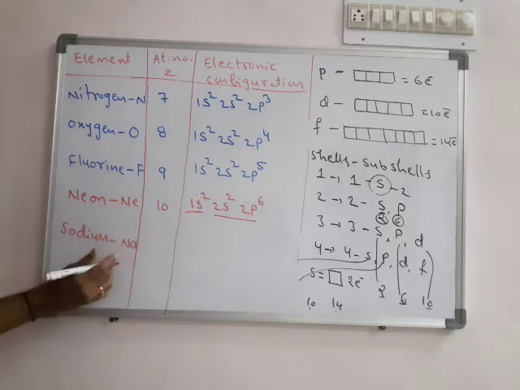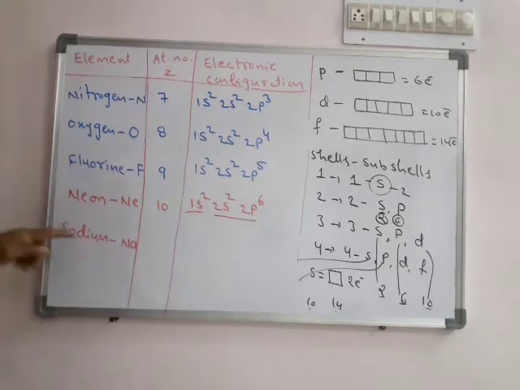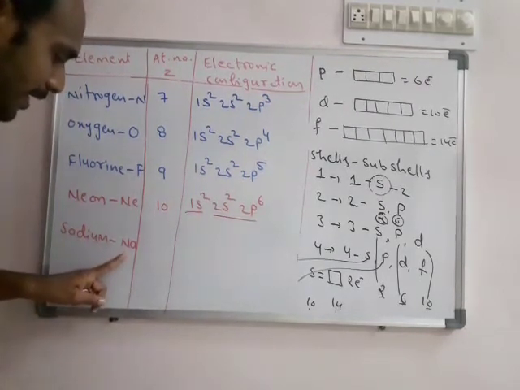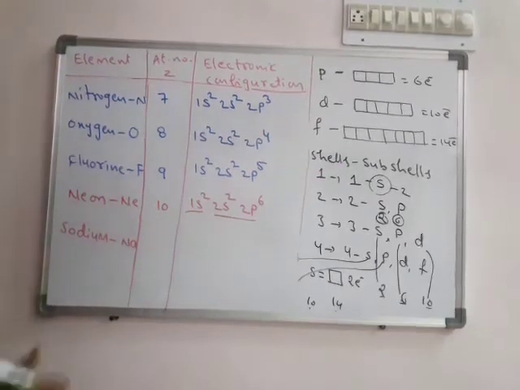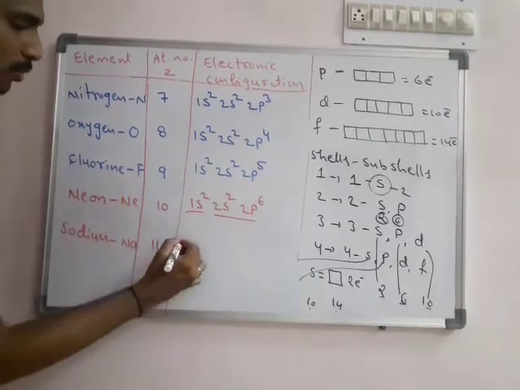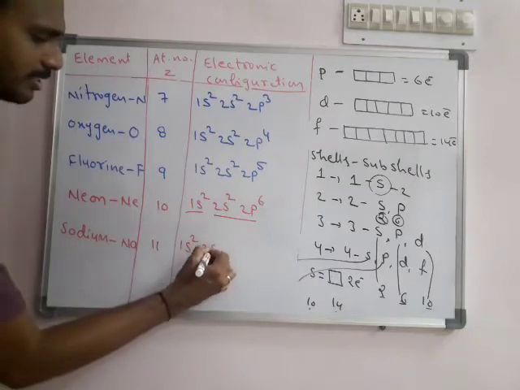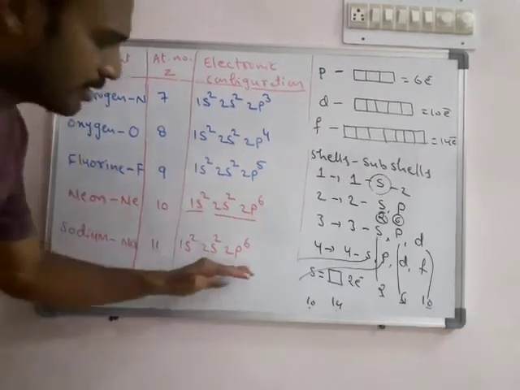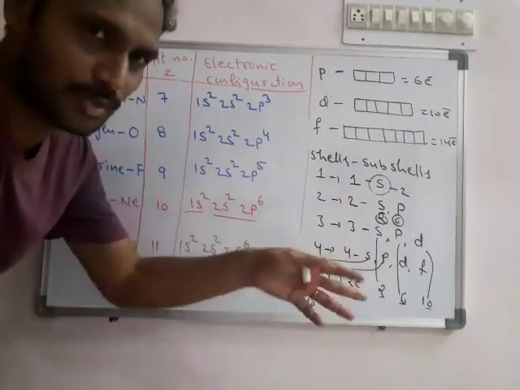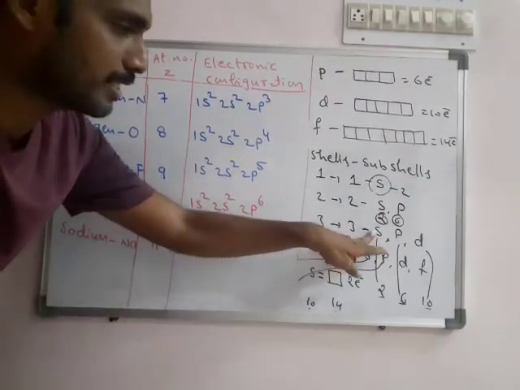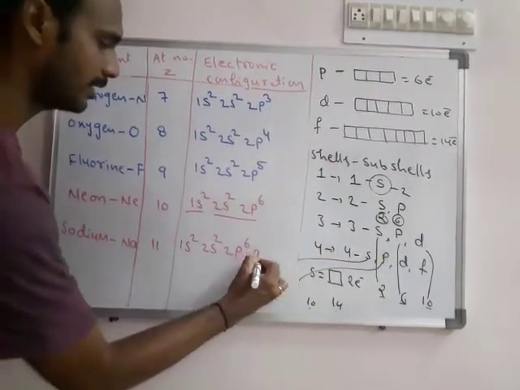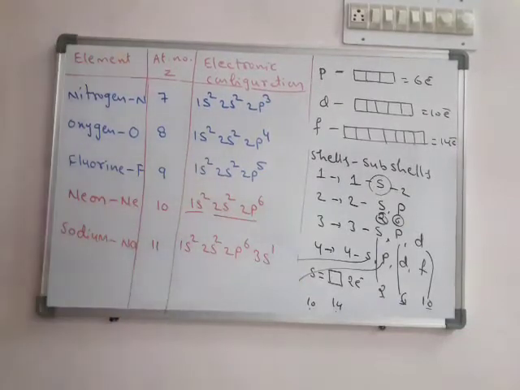Sodium's formula is Na. Its Latin name is natrium, so Na comes from the Latin name, and its common name is sodium. Its atomic number is 11. So 10 was the same configuration. Now the 11th electron is filled. Two levels are completed, then it goes to the third level. The first subshell of the third level is s, so the electron enters 3s. So 3s1. Next.